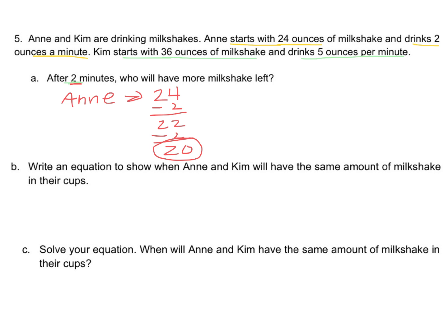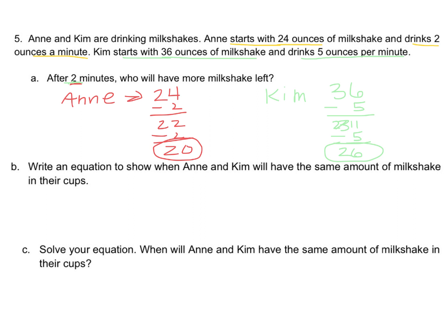And then Kim is starting with 36 ounces. And after 1 minute, she's down 5 ounces. She drinks 5 ounces, so she's at 31. And then after her second minute, we're subtracting another 5 ounces. So let's see, I'm going to borrow. That's going to be 26 ounces. So that's after 2 minutes. So Anne is at 20 ounces and Kim is at 26 ounces.